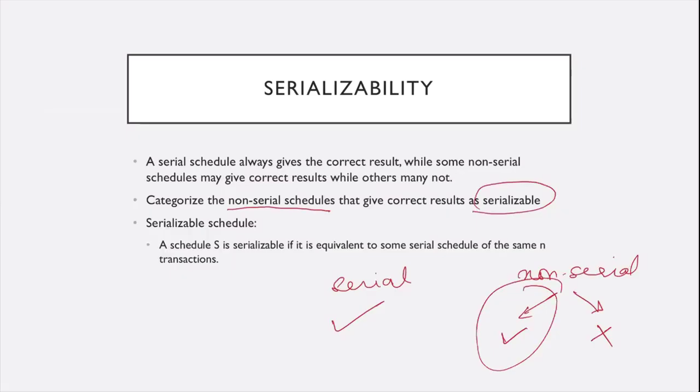So what is a serializable schedule? The definition is given here. A schedule S is serializable if it is equivalent to some serial schedule of the same n transactions. So if you have n transactions, and your non-serial schedule is equivalent to some serial schedule, then this schedule is called your serializable schedule. So these are your serializable schedules.